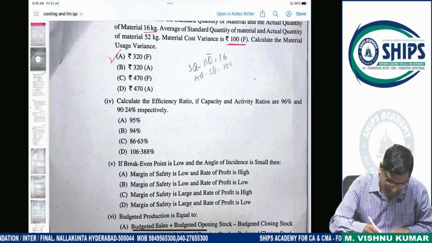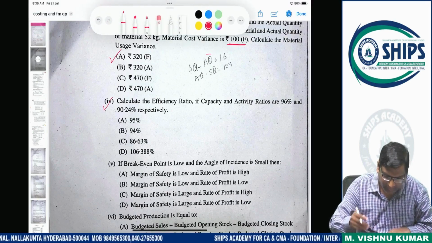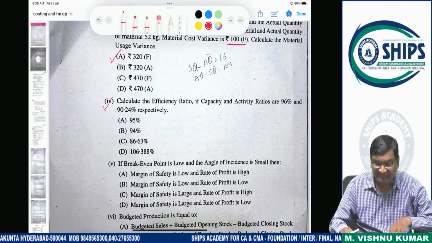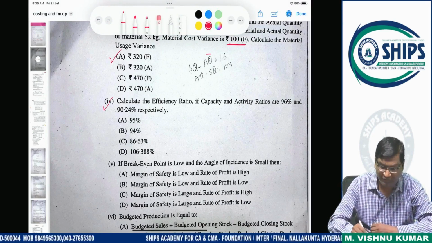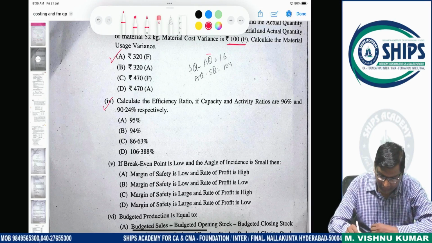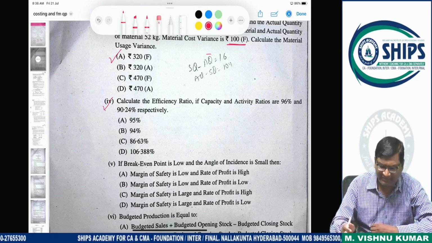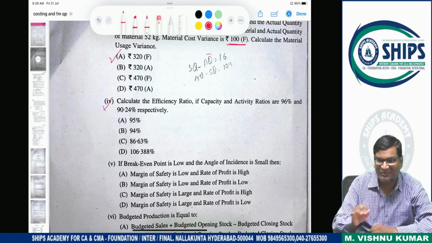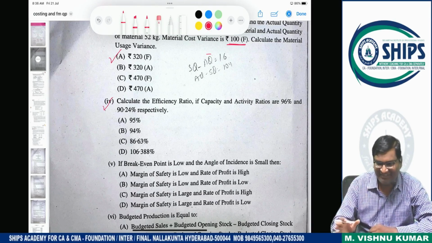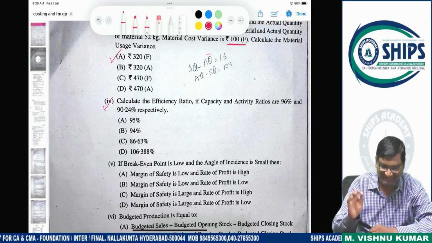Now next question, question number 4. Question number 3 we have already covered in our classes. Now calculate the efficiency ratio if capacity and activity ratios are 96% and 90.25%. In this entire paper, this is the only simple question which we can solve directly. In the remaining questions, some trick is given. This is the only question where the student can solve directly.